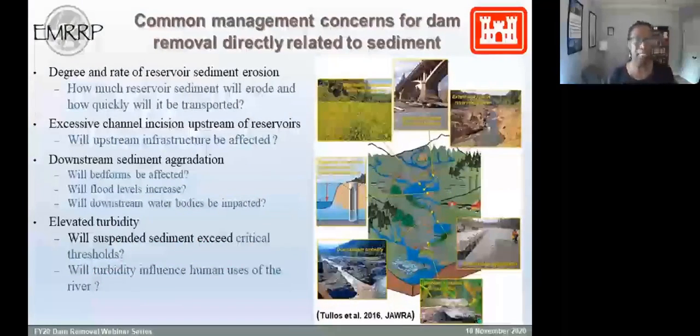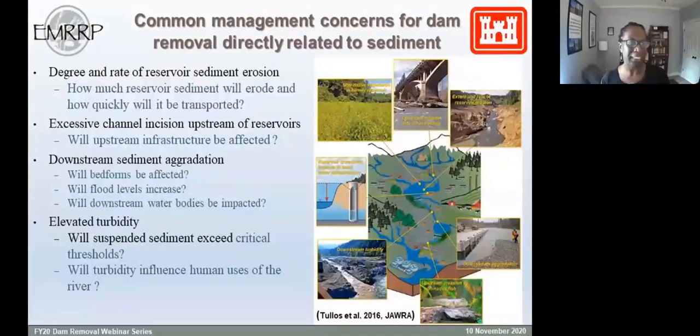So this slide has been a recurring slide over the last few weeks, and that's because it's really quite amazing. It talks about some of the common management concerns for dam removal, and these are some of the questions that we'd like those models, methods and technologies to answer with respect to sediment. Questions like how much reservoir sediment will erode, how quickly will it be transported, and how far will it be transported.